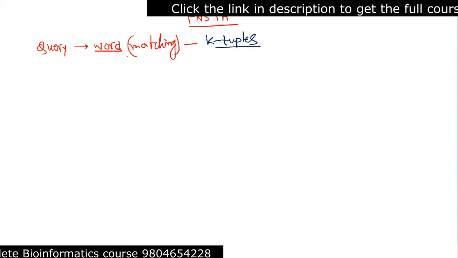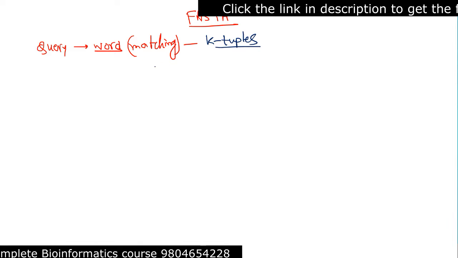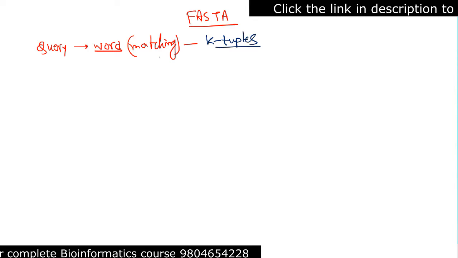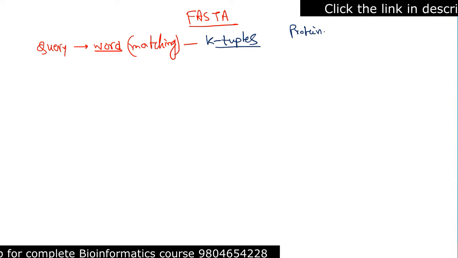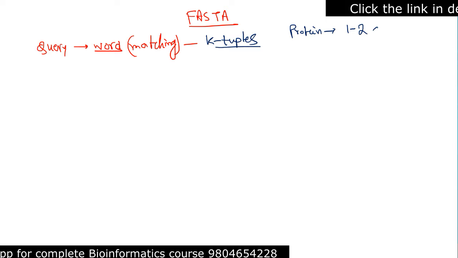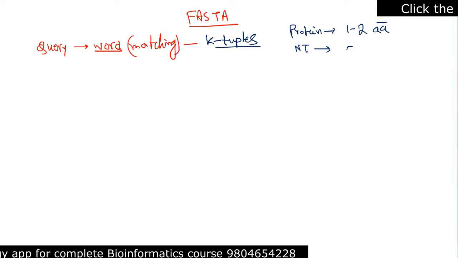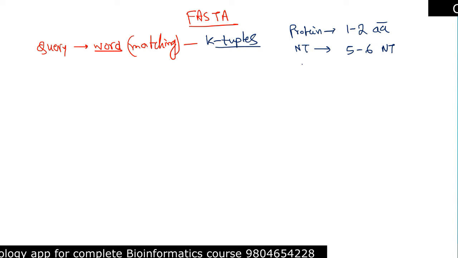Now in this case, the FASTA algorithm is actually developed by Lipman and Pearson. Lipman and Pearson founded this and formed this algorithm. And for a protein sequence, what is the length that we take in query? 1 to 2 amino acids long. For nucleotide sequence, we choose 5 to 6 nucleotides. So compared to BLAST, it's smaller. In case of BLAST, nucleotide is 11, protein 3.